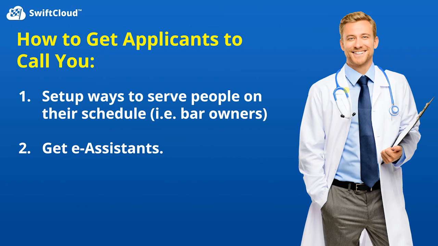But point being, if a bar owner wants to apply for an MCA because suddenly they realize Wednesday they're not going to hit their payroll target, and it's 2 a.m. on a Thursday morning, let them. Set up ways to make that easy. You want to get e-assistance. That's going to look like scheduling. That's going to look like automation.